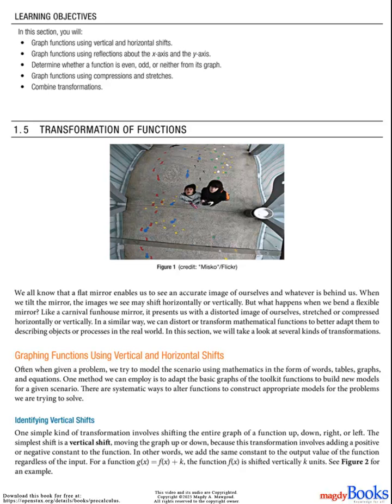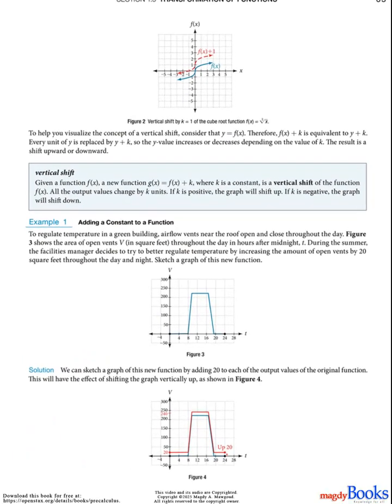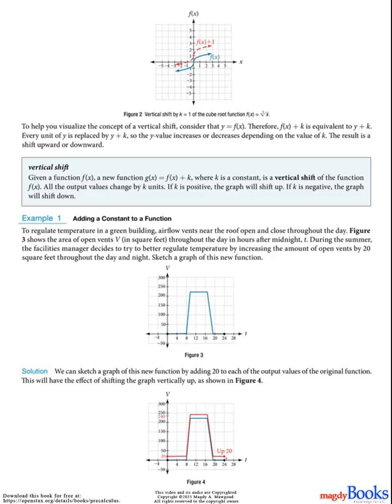For a function g(x) = f(x) + k, the function f(x) is shifted vertically k units. See Figure 2 for an example. Figure 2: x, f(x), f(x), f(x) + 1. Figure 2: vertical shift by k = 1 of the cube root function, f(x) = cube root of x.